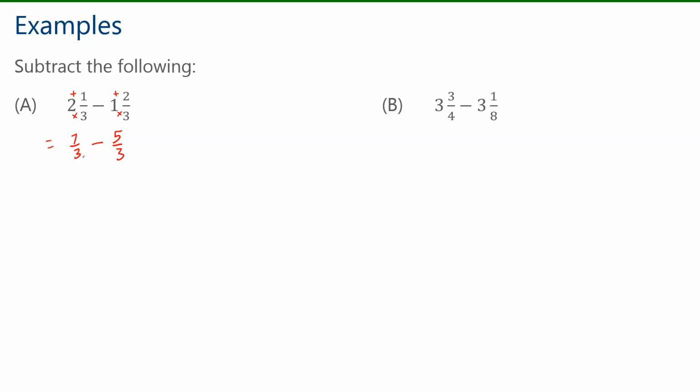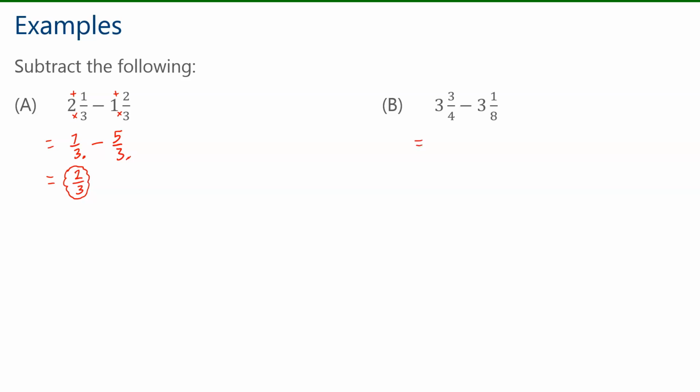And when we look at our denominators here, 3 and a 3, they're the same. What that means, we can subtract right away. So put down the common denominator. 7 subtract 5 is 2. Simplest form. In B, 3 3/4, subtract 3 1/8.